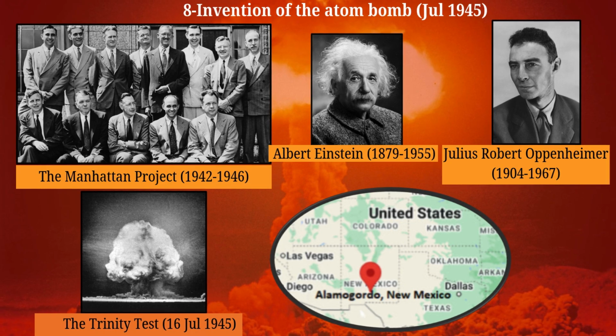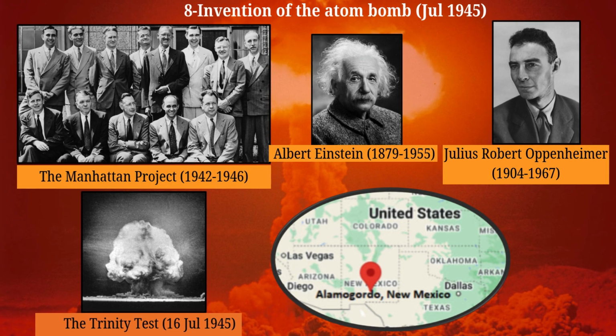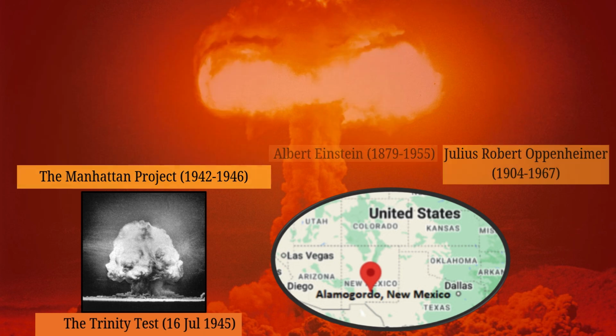To defeat them, the US decided to make an atomic bomb. They started a program called the Manhattan Project, in which they assembled a group of scientists to develop an atomic bomb. It included some famous scientists like Albert Einstein and Julius Robert Oppenheimer. On 16th July, the first atomic bomb was tested in Alamogordo, New Mexico. This event was known as the Trinity Test.